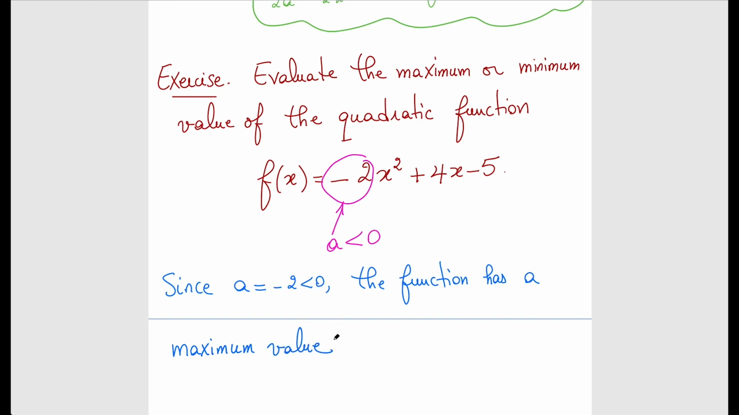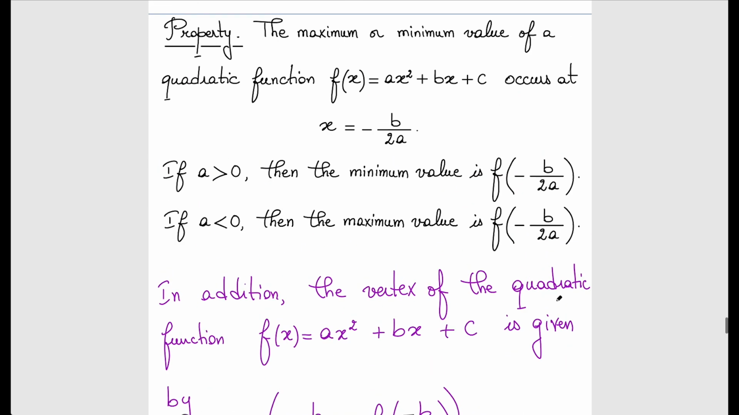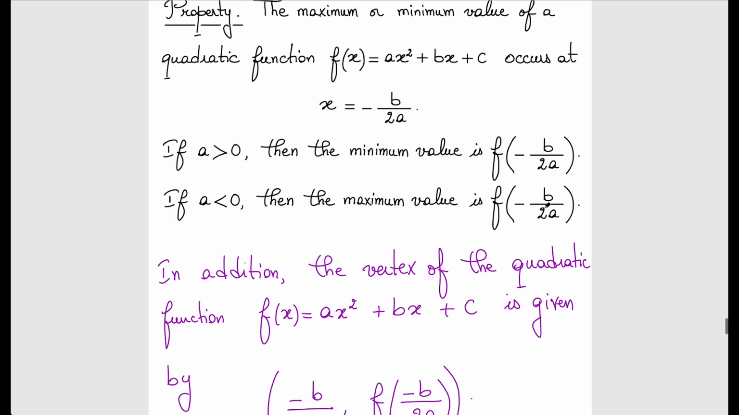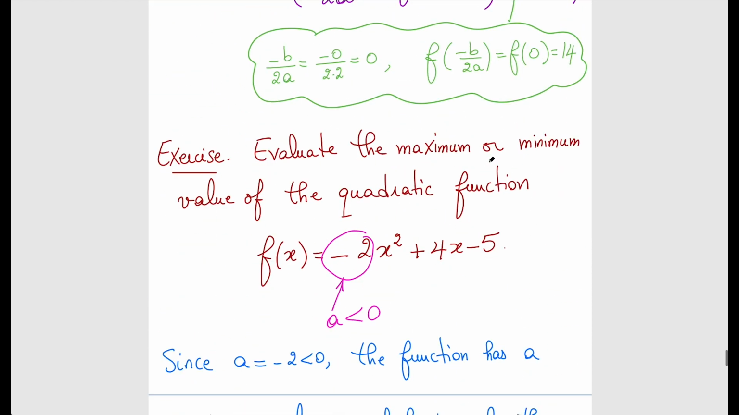So the function has a maximum value, because that guy is negative, by the previous property. What do I mean by previous property? I mean this property here. According to this, I know that because a is negative, the largest value is going to be attained at f of that number minus b over 2a, which is the first coordinate of the vertex, as we just discussed below. So f of that is going to be the maximum value I'm looking for.